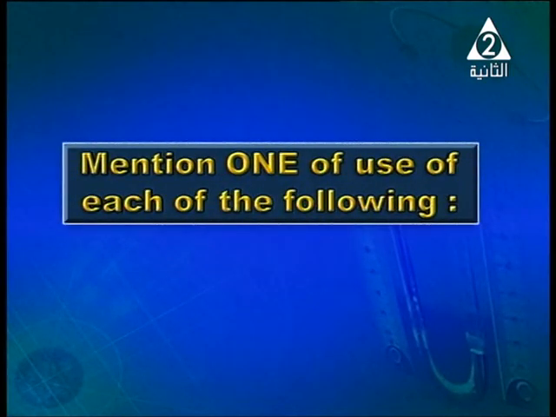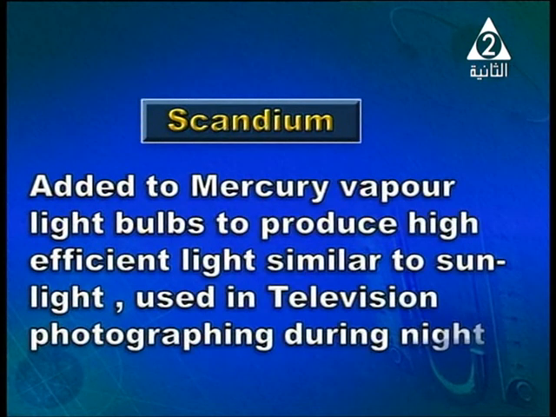Mention one use of the following. Scandium. Scandium element is added to mercury vapor light bulbs to produce high efficiency light similar to sunlight. This is used in television photographing during night.